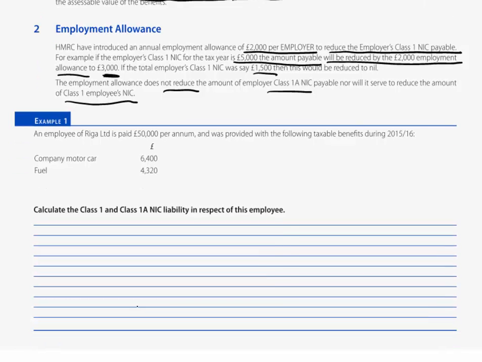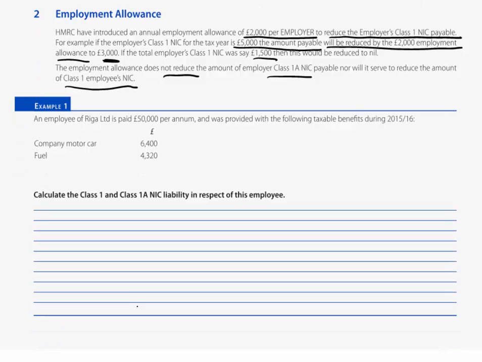So here we go, example 1. Have a little read through the information there, and we've got to not just state what NICs are payable, but to calculate the Class 1 and also Class 1A NIC liability in respect of the employee. Now, how a question could be set here as an objective testing question would be to determine what types of NI were payable.